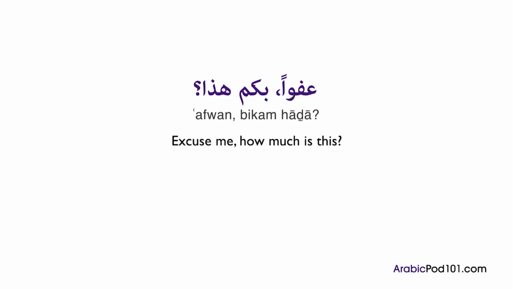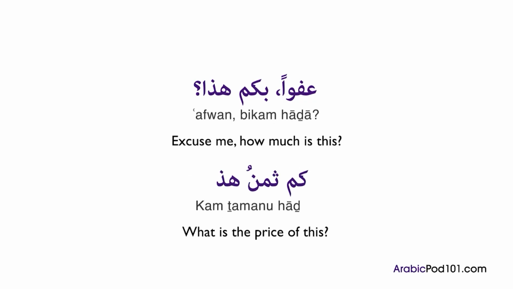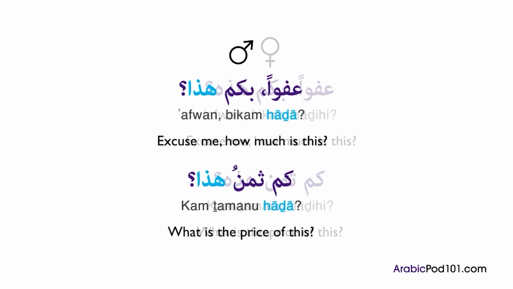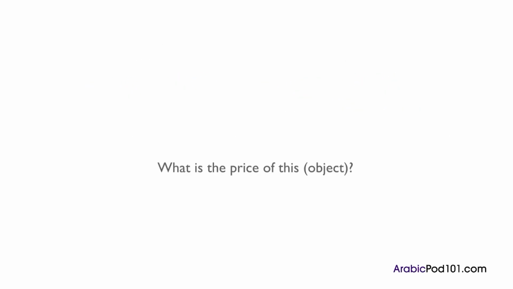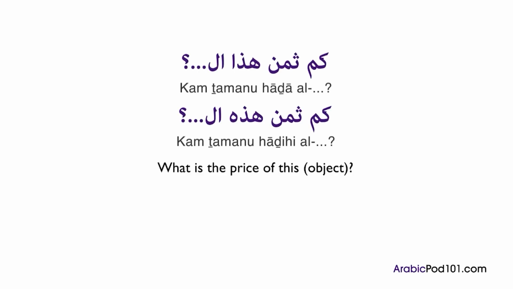Another way of asking how much is this is to say what is the price of this, or كم ثمن هذا? Next, if we are specifying what the object is, we need to know if the object is feminine or masculine. If it is masculine, keep هذا when referring to it, and if it is feminine, use هذه. Then, if you would like to specify the name of the object, you first say el, which is like the, and then say the noun.